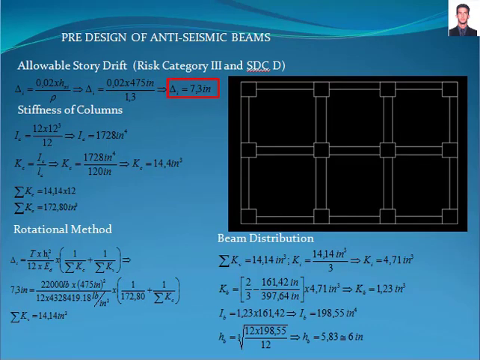After having calculated the allowable story drift for the roof, we calculate the inertia of the columns to calculate their thickness, giving 14.4 cubic inches as a result. Because the structure has 12 columns, the total column stiffness for the roof story is 172.8 cubic inches. Applying the equation derived from the rotation method and knowing the lateral force for the roof is 22,000 pounds and the dynamic modulus of elasticity of the concrete for a strength of 3,000 pounds per square inch, we proceed to calculate the total beam stiffness required for anti-seismic beams, with a value of 14.14 cubic inches.